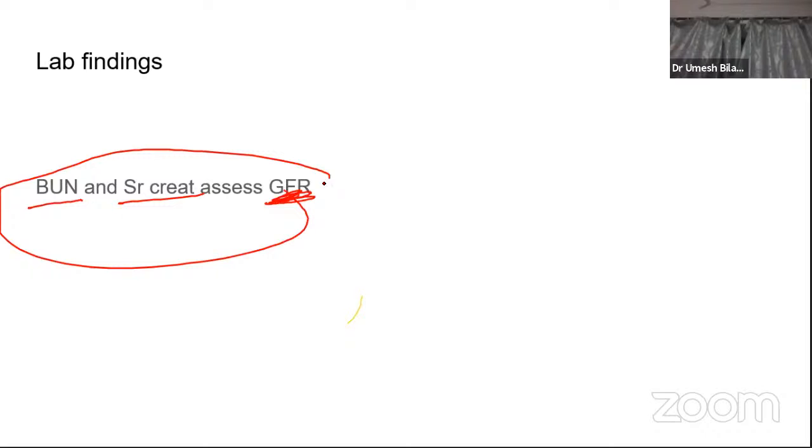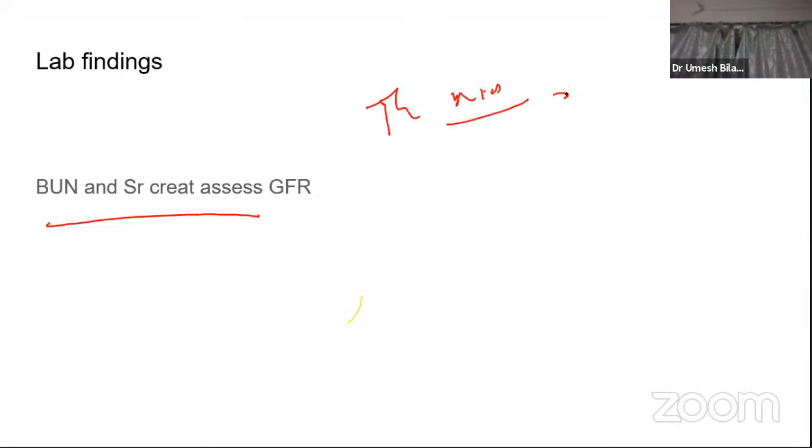Then these two commonly investigated blood parameters, blood urea nitrogen and serum creatinine, assess only GFR, the glomerular filtration rate. They are neither absorbed nor excreted in the tubules. So if they are increased in the blood, it means it is not filtered. That's all it suggests. It doesn't tell us anything more.